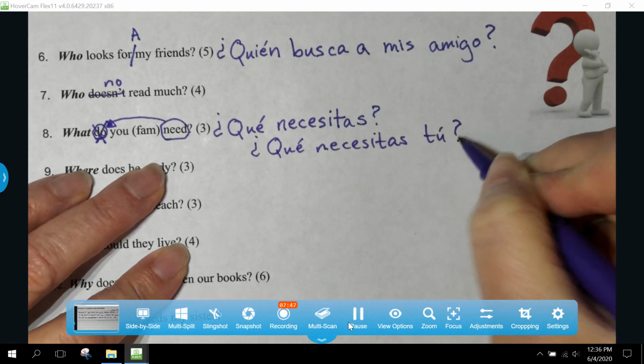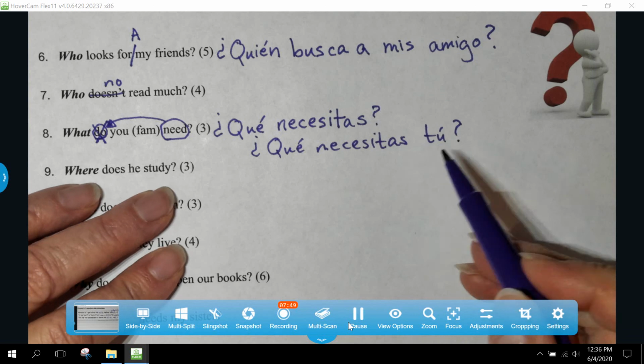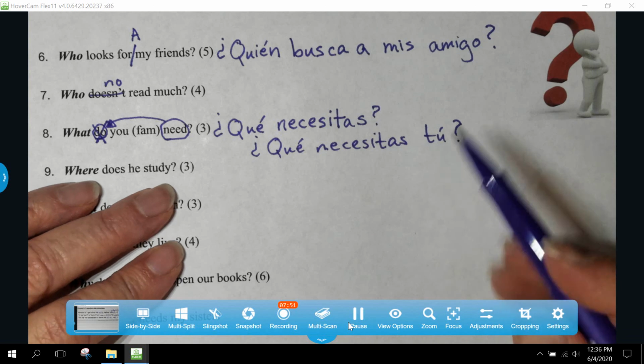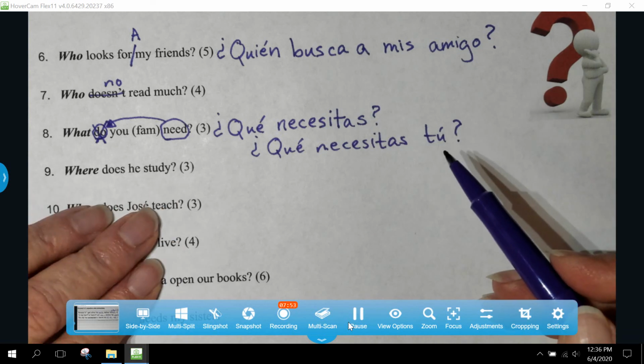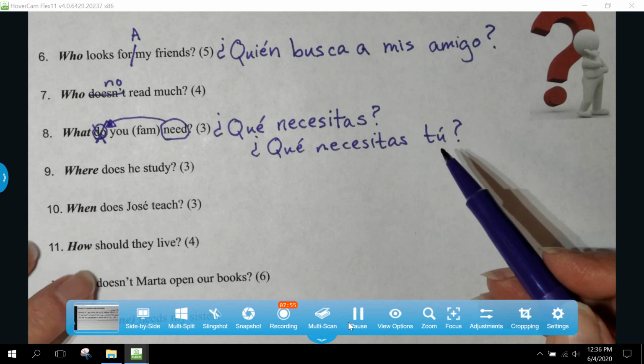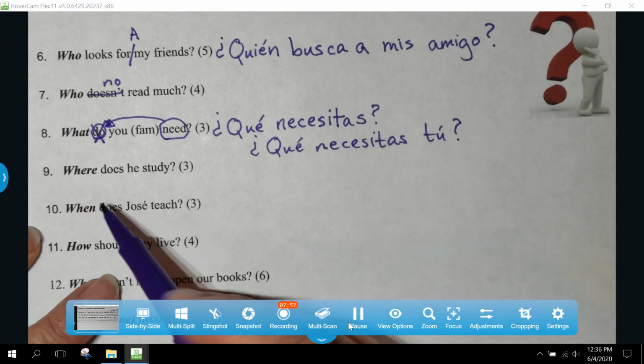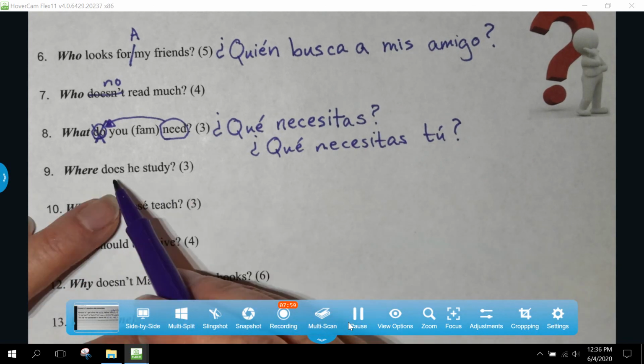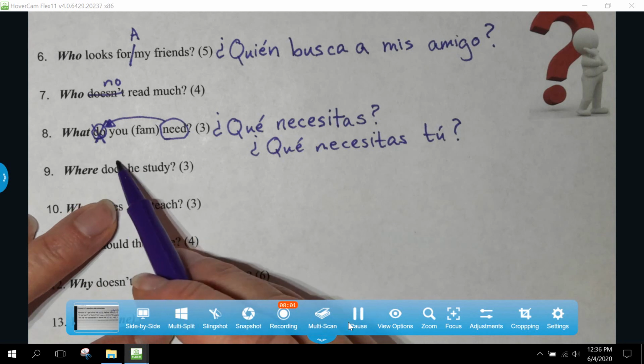In my opinion, you would normally say this if you just want to clarify, hey, what do you need? If there might be somebody else who's a possibility. So we go back down. Where does he study? Does is a helping verb. It's going to go away.